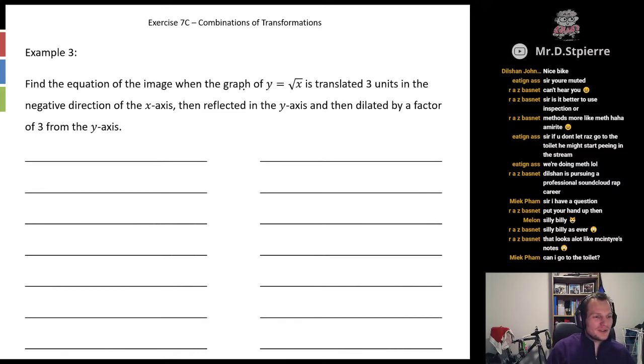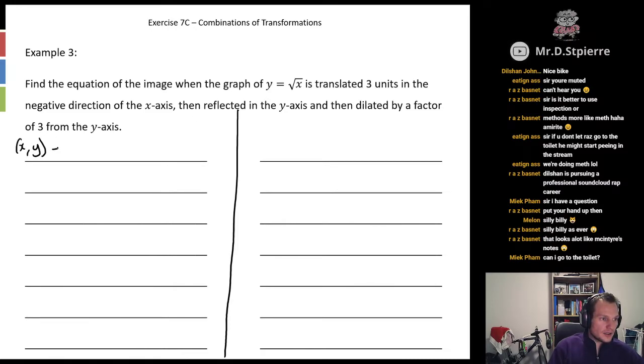Find the equation of the image of the graph y equals square root x translated 3 units in the negative direction of the x-axis, then reflected in the y-axis, then dilated by a factor of 3 from the x-axis. Okay. So we're starting with our coordinates x, y, applying our first transformation, translate by 3 units in the negative direction of the x-axis, so that's x minus 3, comma y.